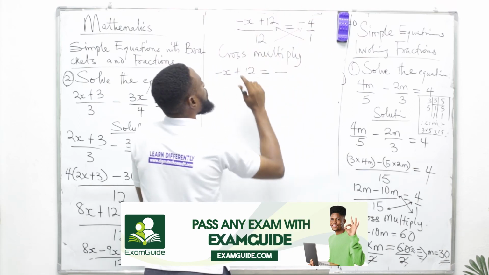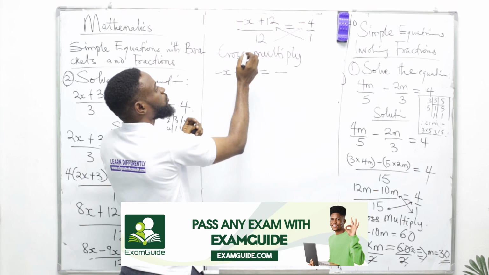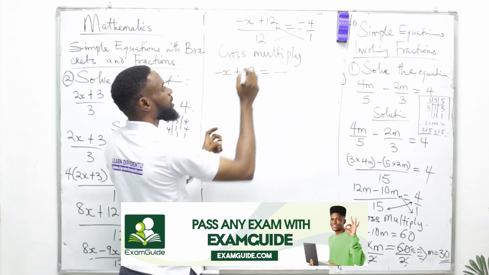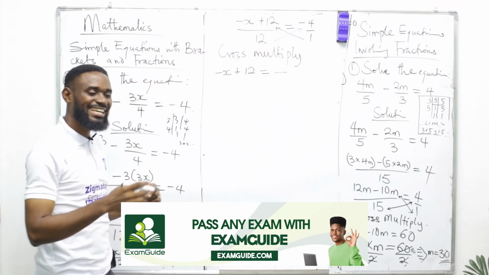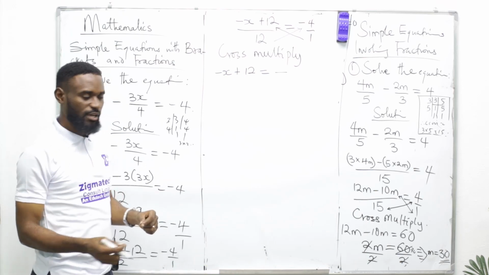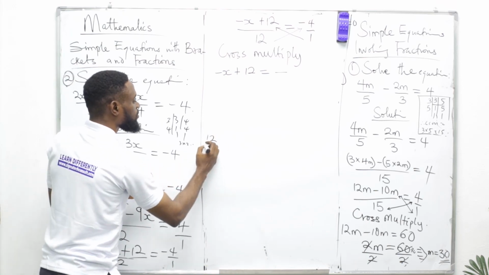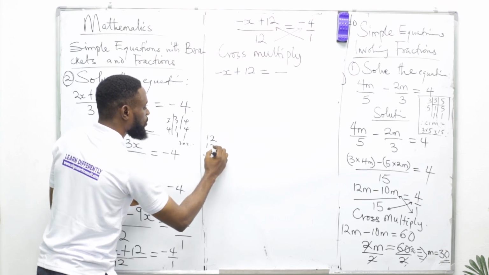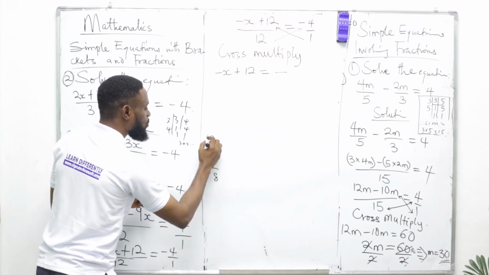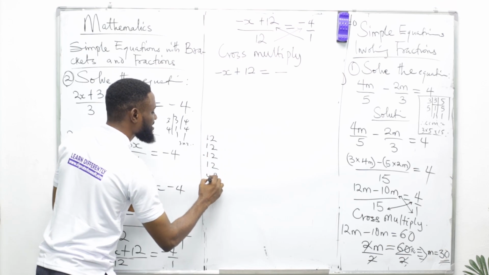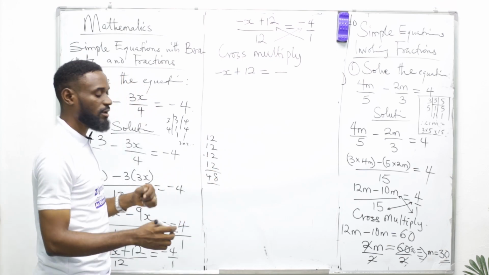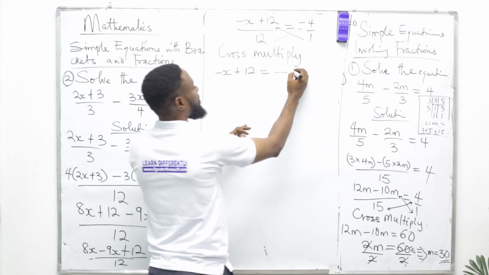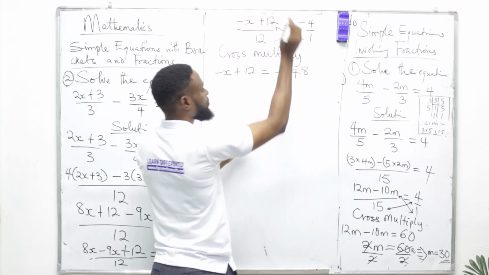So 12 times minus 4 is 12 added 4 times. That is 12 plus 12 plus 12 plus 12. 2, 4, 6, 8. 1, 2, 3, 4. That is a simple way of doing all these things, okay? All right, so this is 48. This is minus 48. Do you get that now?